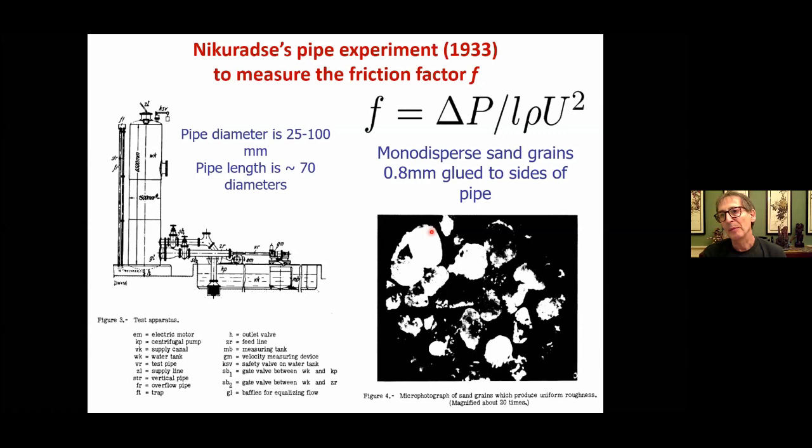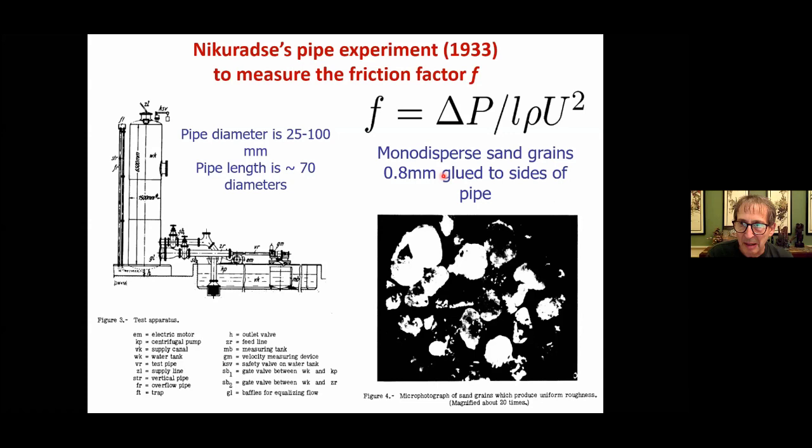And what I'm going to show you is a classic experiment that was done back in the 1930s by Nikuradse in Prandtl's lab in Göttingen. He did the following experiment. Took a pipe. This is the pipe here, and this is what drives the fluid flow. He took sand grains, sieved and filtered them so they were monodisperse, of size 0.8 millimeters in diameter, and then glued them to the sides of his pipe.